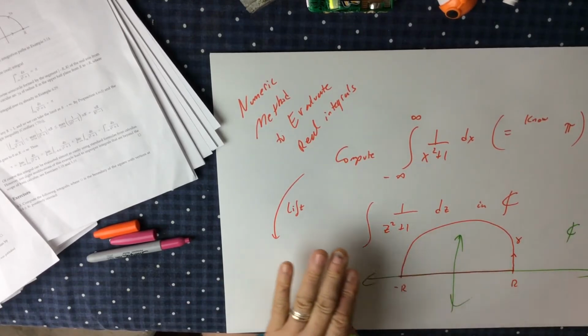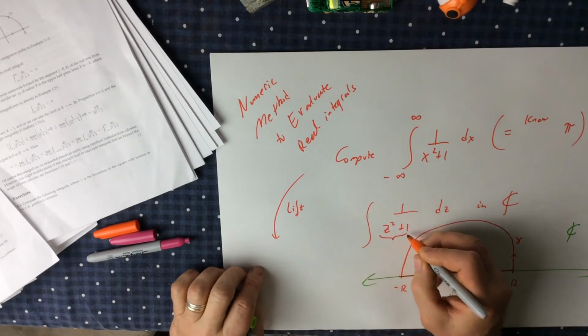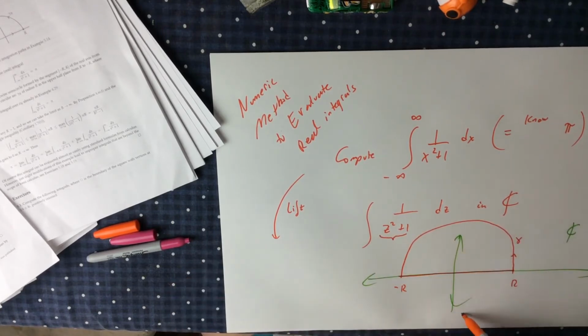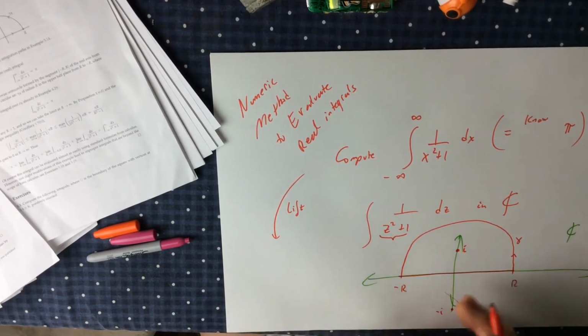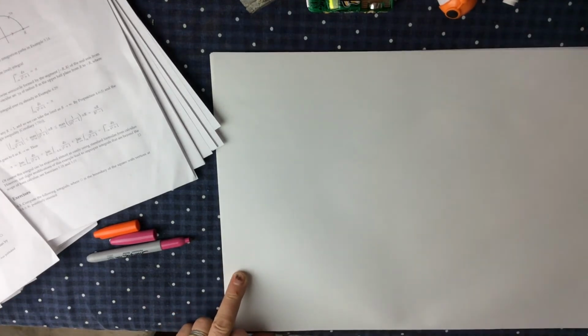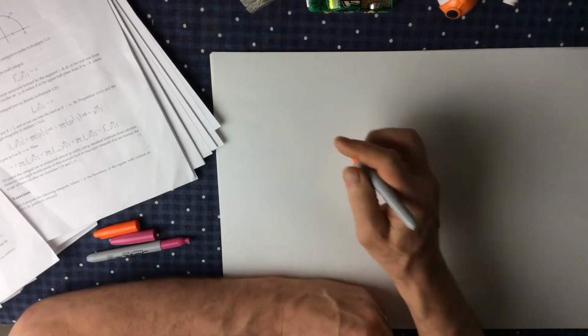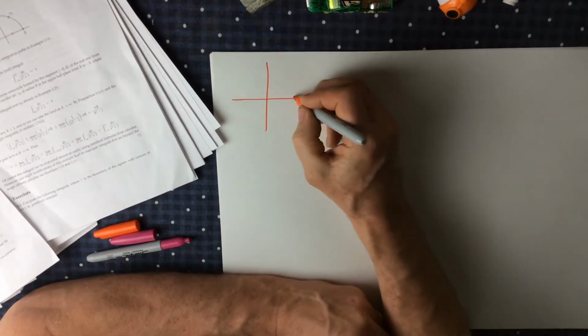Now, why have I picked this one? Well, the answer is this little sucker here has one single bad value sitting in its middle, right here, i. Now, down here is minus i, but it's not inside of gamma. So what do we have going for us? Well, let's draw a little picture of this.